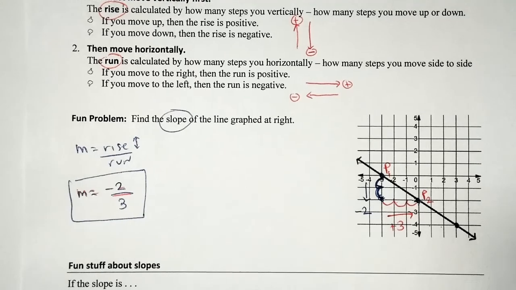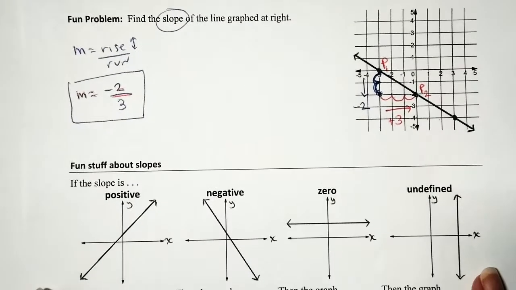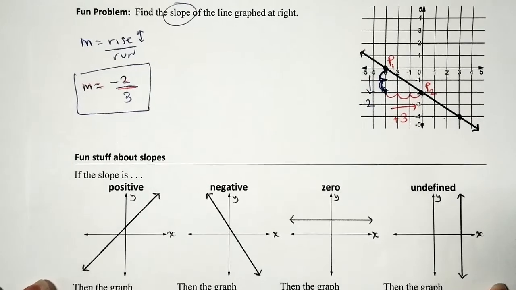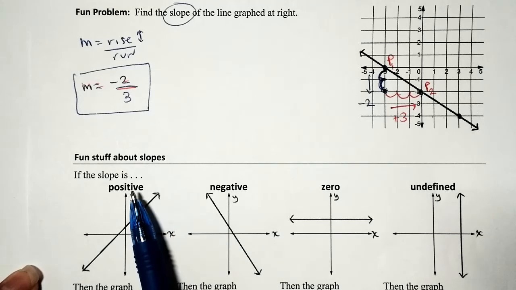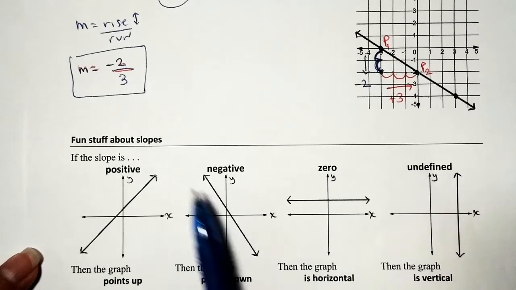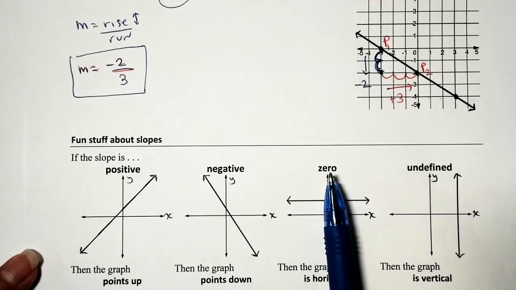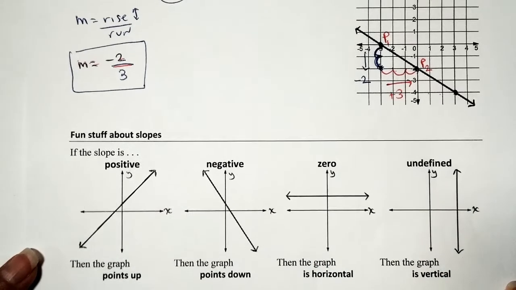Fantastic. Now, just for kicks, I want to tell you some fun stuff about slope. When I read the slope, I should be able to tell how my graph should look as I view it from left to right. If my slope is positive, then the line should go up. If my slope is negative, then the line should go down. If my slope is 0, guess what? We're not steep at all, so the line should be horizontal. And if my slope is undefined, then we have a vertical line.